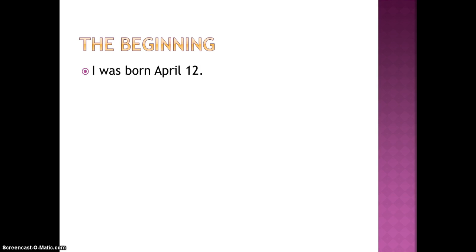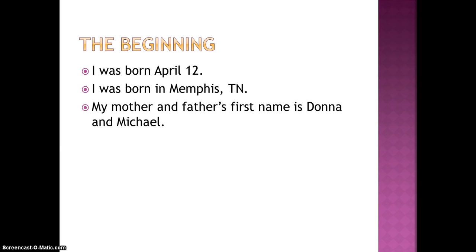Okay, so now we're going to click and we have the title. Click again, we have the name. Now we click one more time, we go to the next slide. We click, we have the title, then we have the day and month. We also have the city and state, and we also have the mother and father's first name. And all of these are activated by clicking.